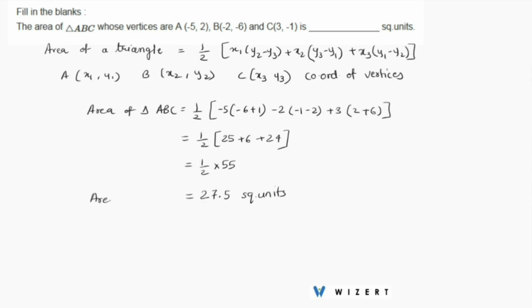This is the area of triangle ABC. So this is the answer, 27.5 square units.